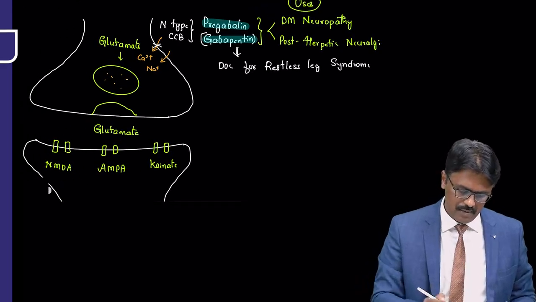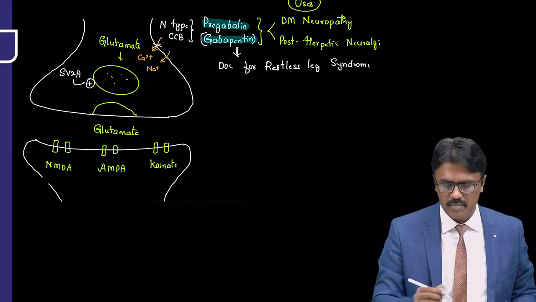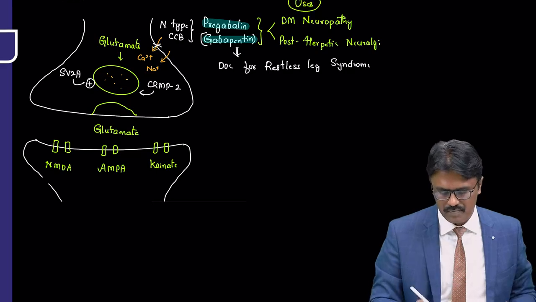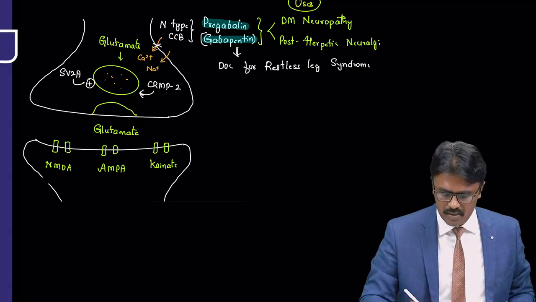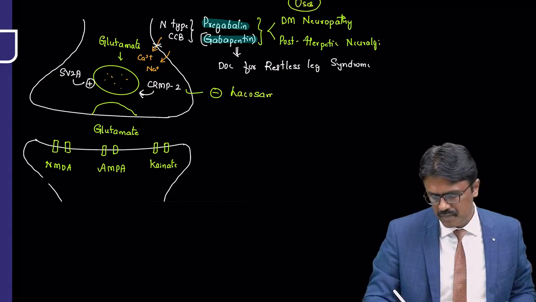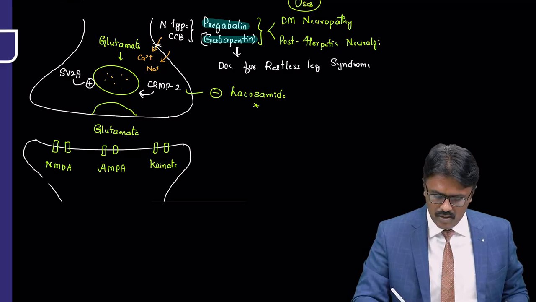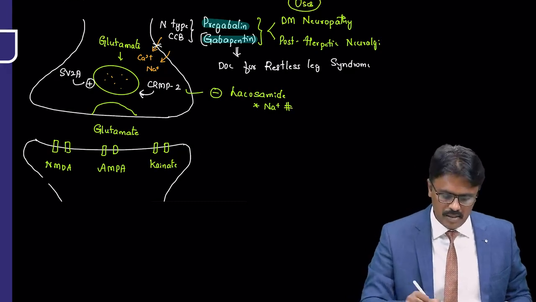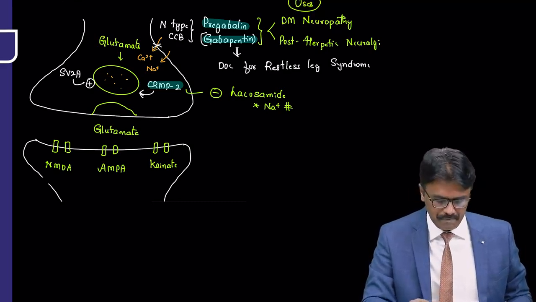Then we have the SV2A protein, which will try to stimulate the release of glutamate, and the CRMP2 protein, which is also trying to stimulate the release. Now we have a drug which can inhibit this, and the name is lacosamide. So lacosamide is a drug which inhibits CRMP2. Not only that, lacosamide also is a sodium channel blocker. We have discussed that already. One more additional mechanism of action is it inhibits CRMP2 and thereby it inhibits glutamate release.